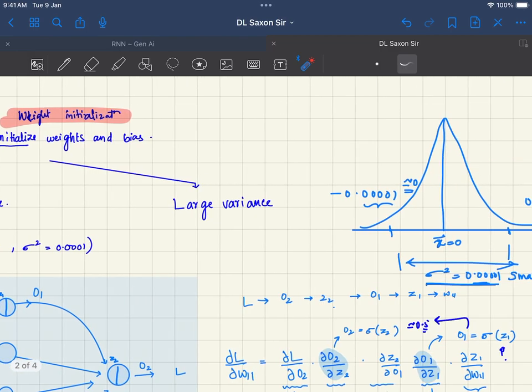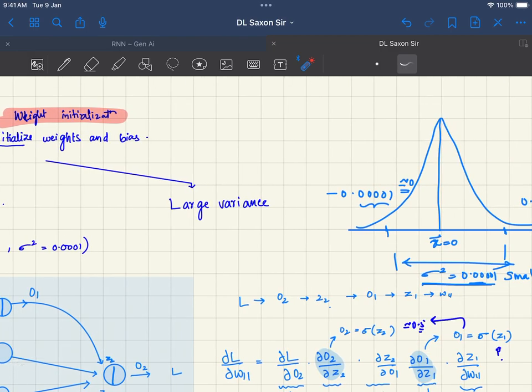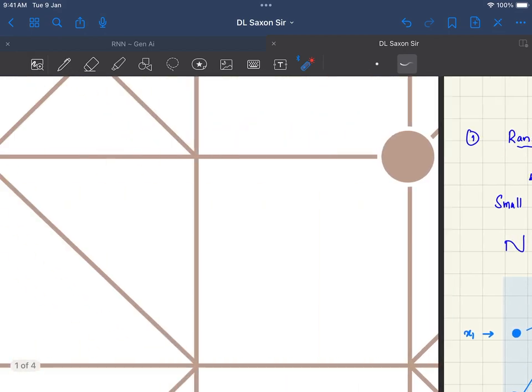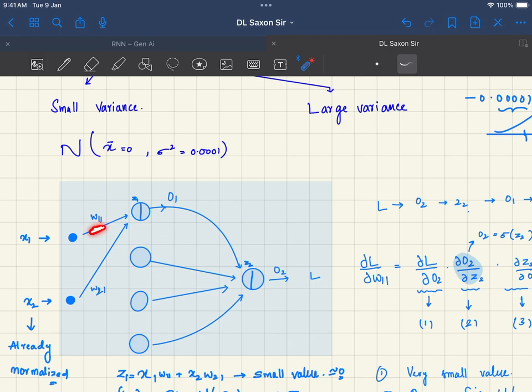Usually in the universe, the normal distribution is extremely common. So we take a normal distribution with a lot of points in it. All these points have a mean of 0, and the variance is extremely small, like 0.0001. This is so small that any point you take is going to be very close to 0. So all these weights, W11, W21, and any weight here, are going to be extremely small and close to 0.